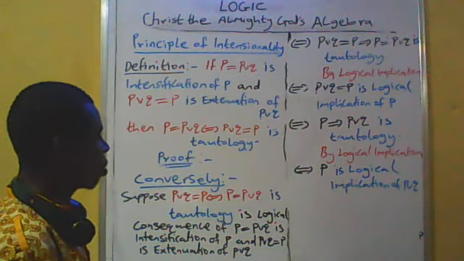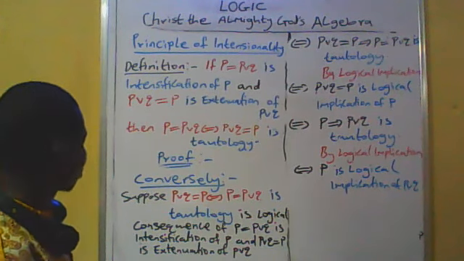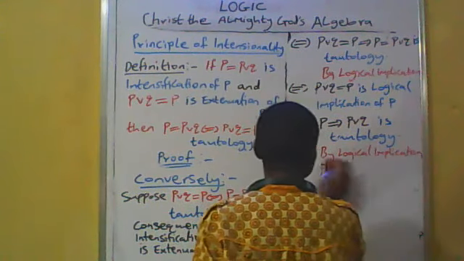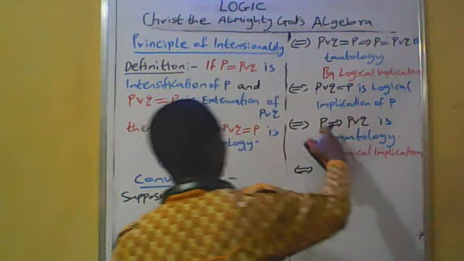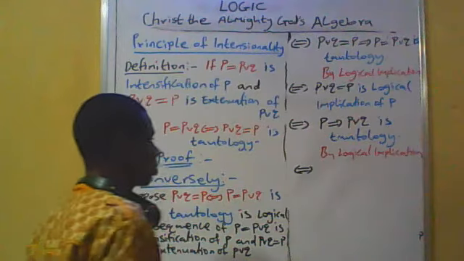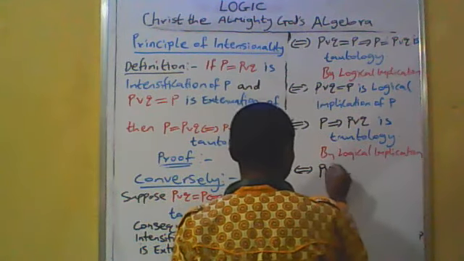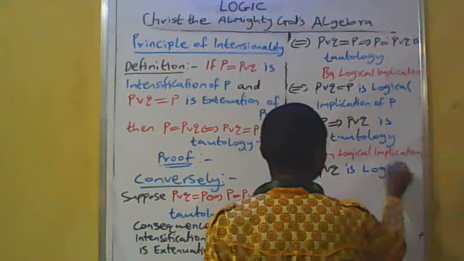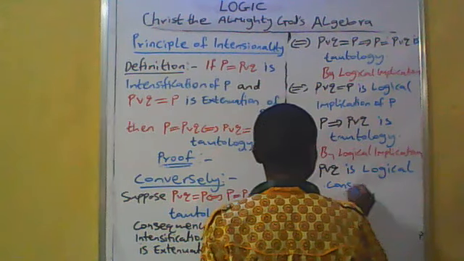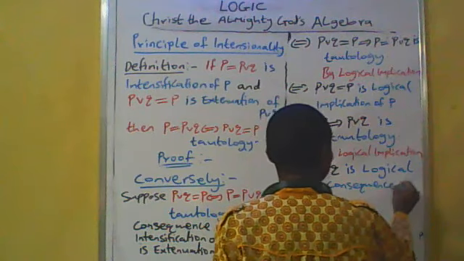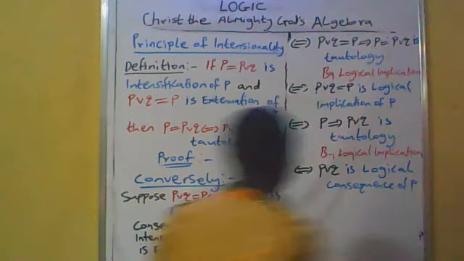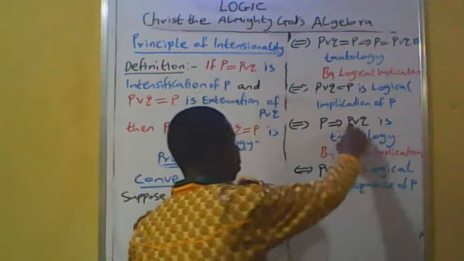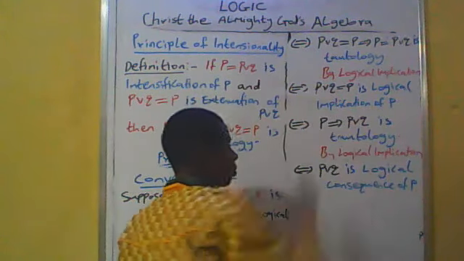Since P is a logical implication of P or Q, you want to use P or Q to prove P. We then deduce that P or Q is a logical consequence of P. Yes, it is a logical consequence. Now this P or Q is a logical consequence of P.